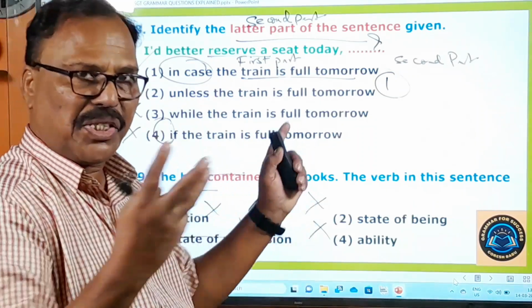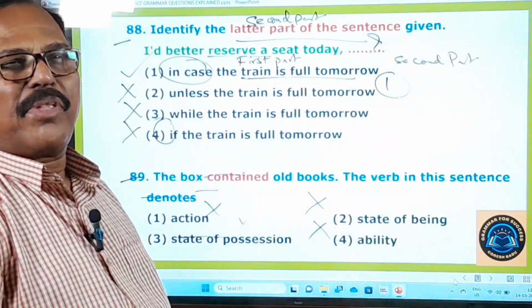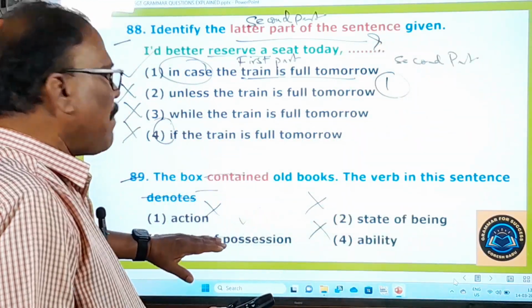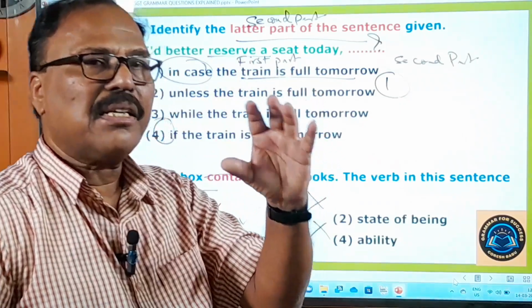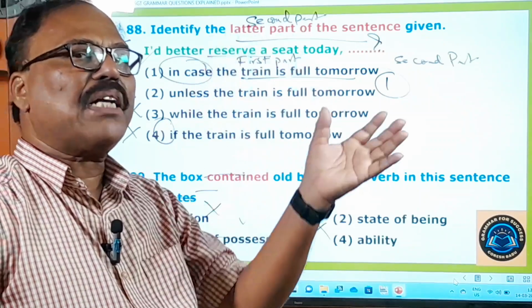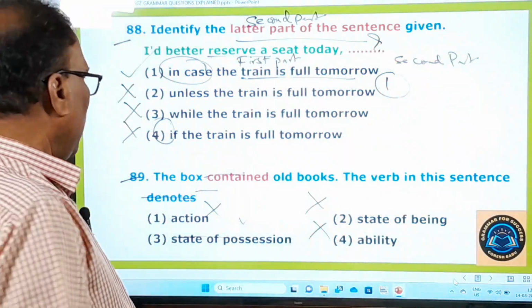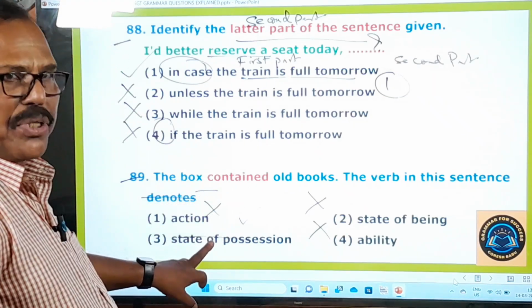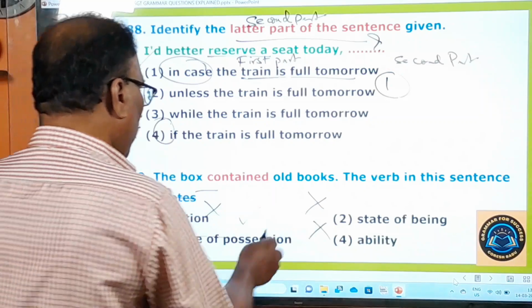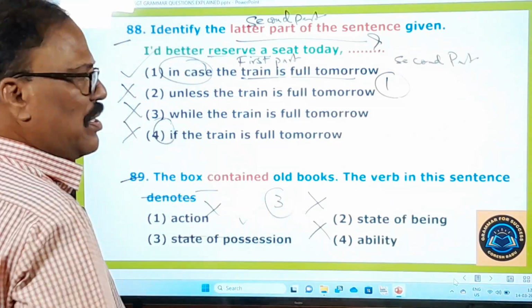Containing, consisting of. The book contains 50 pages. It indicates a state of possession. The book contains 50 pages, or the book consists of 50 pages. Here, contain is a verb that indicates a state of possession. All others are wrong. Only the third one is the right option. And now let's move on to other questions.